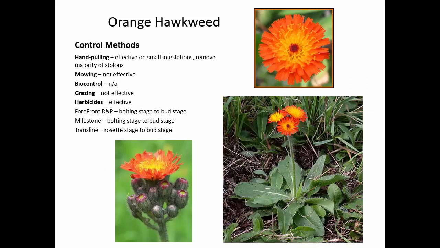Orange hawkweed. Orange hawkweed loves growing around in the trees and making carpets. It is a very pretty flower. It follows the sun throughout the day, closes up at night, opens back up. It grows like strawberries. It throws stolons. You can hand pull it, but you need to make sure you're getting all of those stolons. Mowing, not effective.